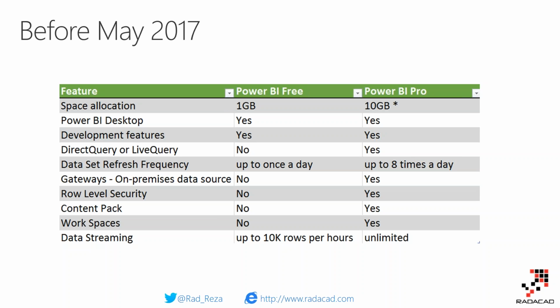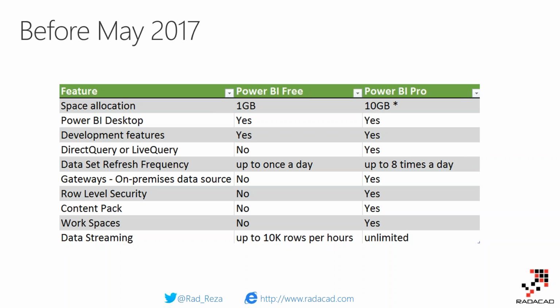So that means anything you wanted on your on-premises data sources as a report was actually a Pro feature and paid feature. Row-level security was a paid feature. Content packs was a paid feature. And content packs recently renamed to be Power BI apps. It's a little bit different, but before that time it was content pack as well. Workspaces was a Pro feature.